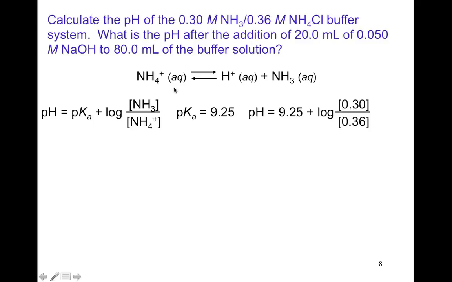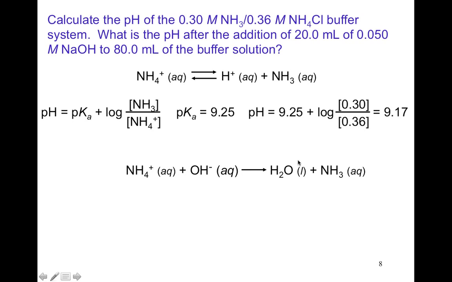Over here, if you did an ice chart with Ka, you'd still get the same pH. You solve it however you're comfortable solving it, as long as you get the right answer. So they do 9.17 doing Henderson-Hasselbalch, which is fine. Alright, so now we have to look at this. We're adding 20 milliliters, 0.05 molar sodium hydroxide to this.